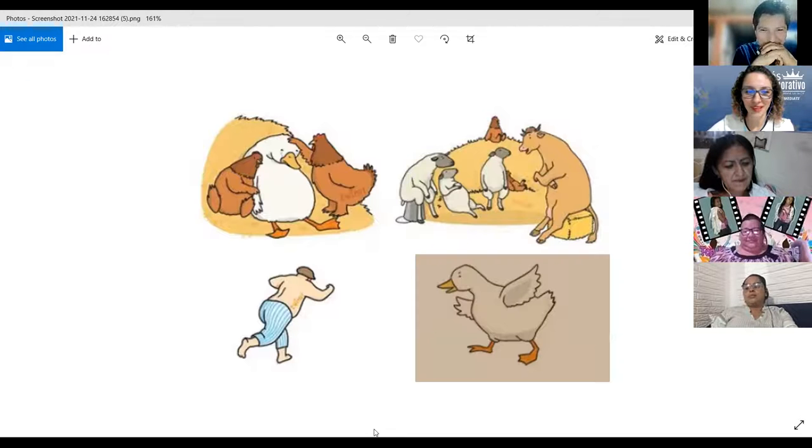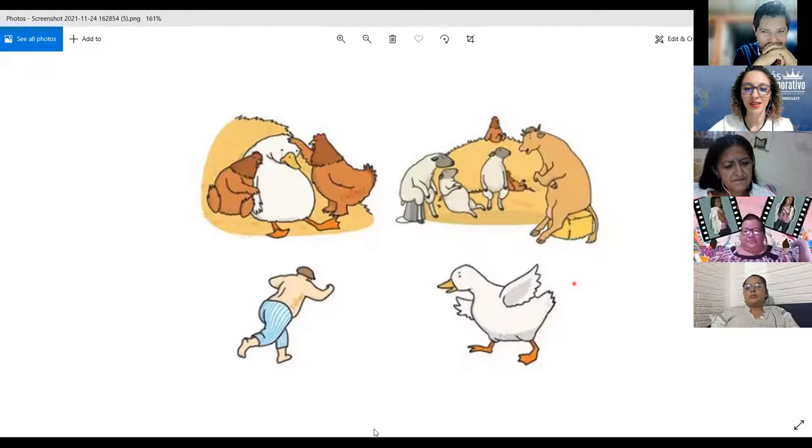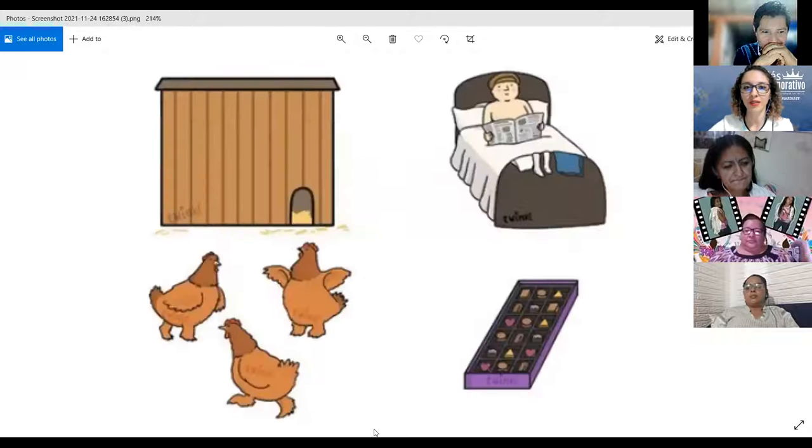Picture number two. Okay, picture number two. Hold on. Okay, so now let's continue with Rodrigo. Rodrigo, you start the story. You can use first of all, at the beginning. Use one. Veamos. The three, ¿qué son? ¿Gallinas? ¿Cómo se dice gallina? Hens. Hen.